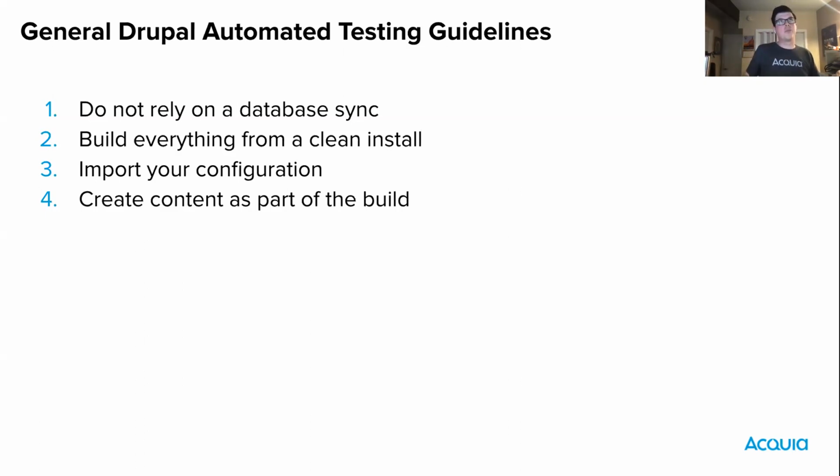So I've just added a new component to my site. All of a sudden, I've got accessibility testing failures. Are things failing because of the work I did, or did somebody change the database on prod and now we have to sort through that, right? Yeah, you don't want that. Don't pull a prod database during an automated test run. So build everything out clean. That includes configuration importing. Create your content as part of the build. We'll talk about how to do that in a moment, or import your content from default content.